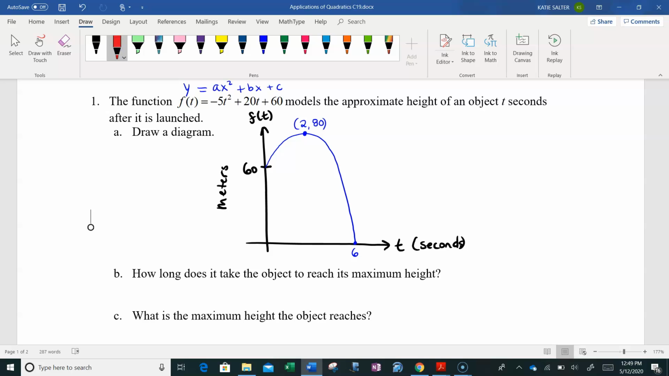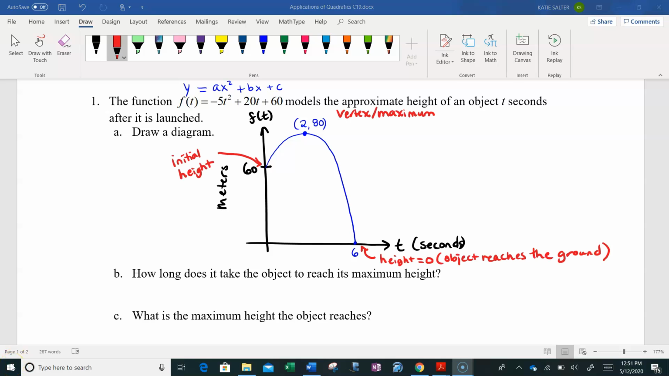Would it be the x-intercept? No, the x-intercept is when the object reaches a height of 0. In other words, when the object reaches the ground. Would it be the vertex? Yes, because the vertex is the highest point on the graph. So anytime you have a question about how long did it take to reach a maximum height or what is the maximum height, we are going to be looking at that vertex. So let's label this stuff.